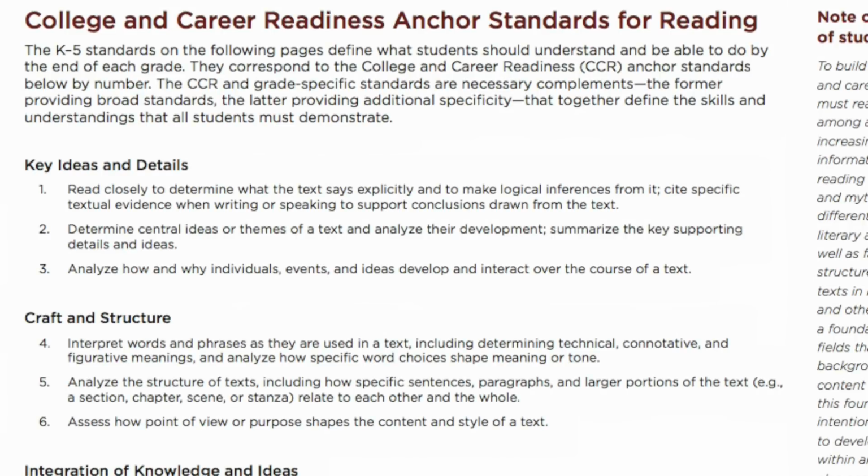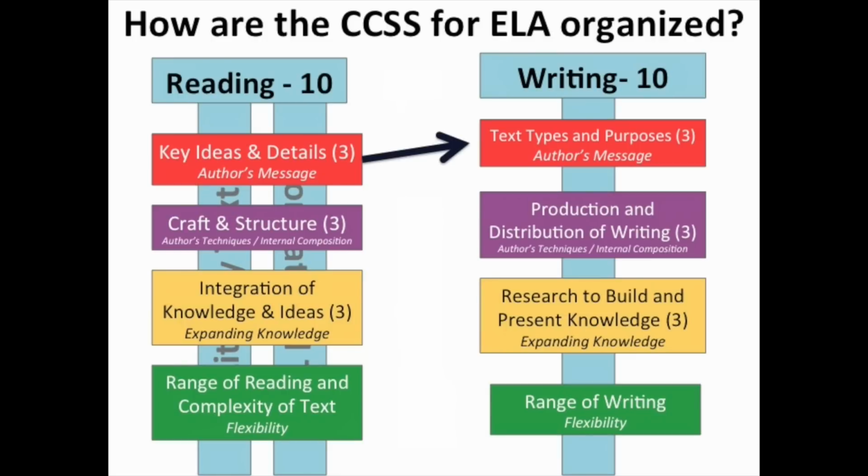So thinking of the reading strand, remember the first 3 standards are clustered under the heading of key ideas and details. And those standards had to do with a student being able to identify the author's message in a piece of text. Taking a closer look at the writing strand, the first 3 standards are under the heading of text types and purposes. These 3 standards set the stage for the writer and really help them to be thinking of the purpose that they're writing.